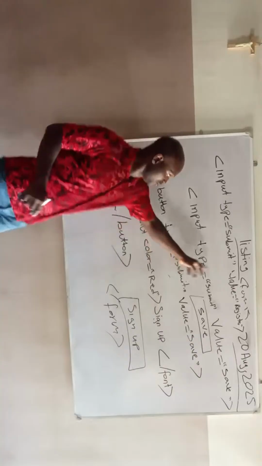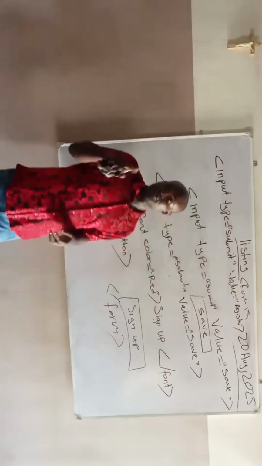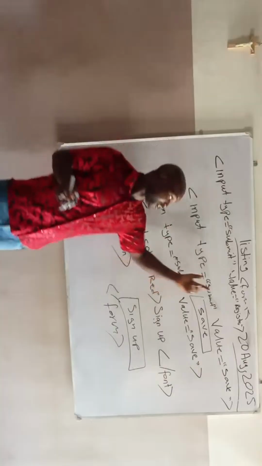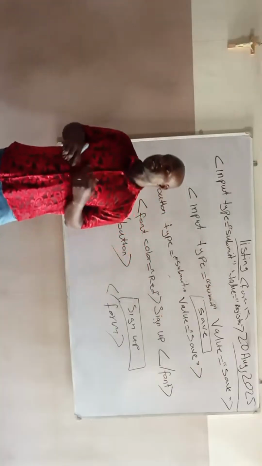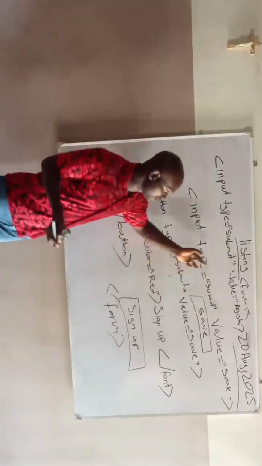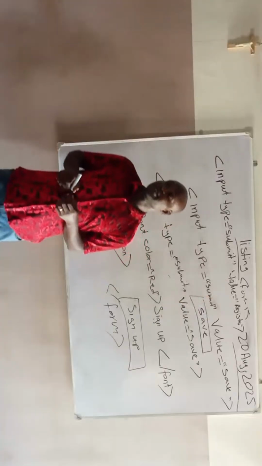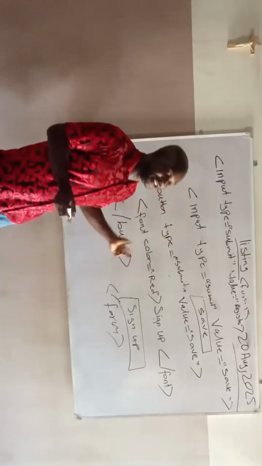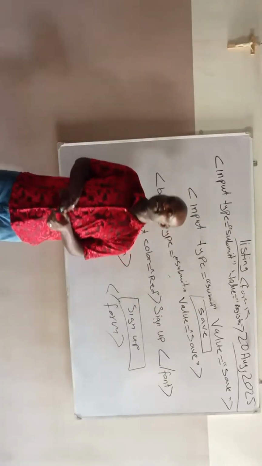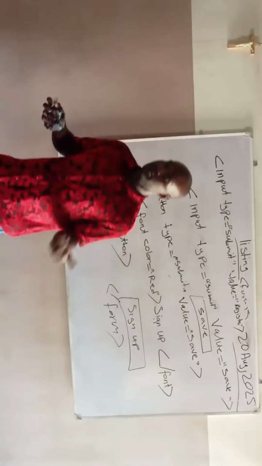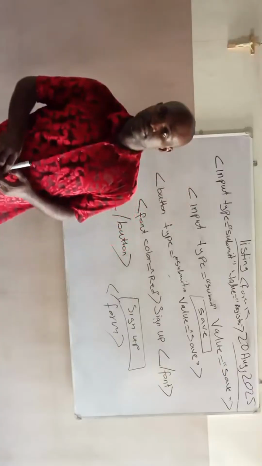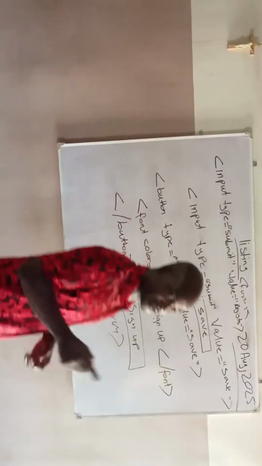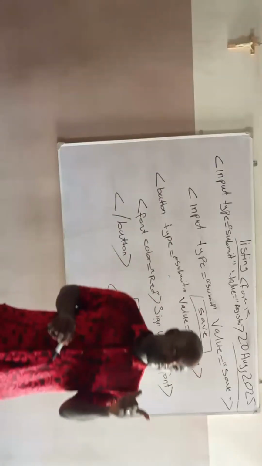If I put radio here, it's going to give me a radio button. If I put checkbox, it's going to give me a check box. If I put email, it's going to give me an email-validating text field. If I put date, it's going to give me a date-select text field, and so on. Any question? Do you understand what I just said?